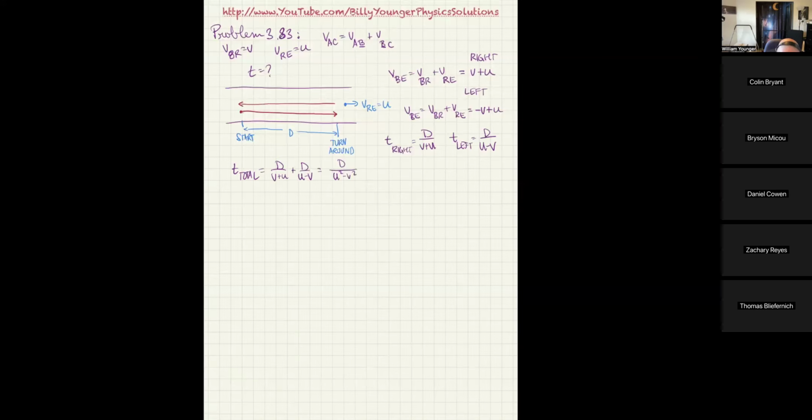And in order to do that, I'd have to multiply by u minus v here. And then the other one would be d times u plus v, and this would also be u squared minus v squared. So you can now see it'll be du minus dv plus du plus dv in the numerator. Those are going to cancel out, and it'd be u squared minus v squared. So the result should be 2d over u squared minus v squared. So that should be the result that you get for part A.